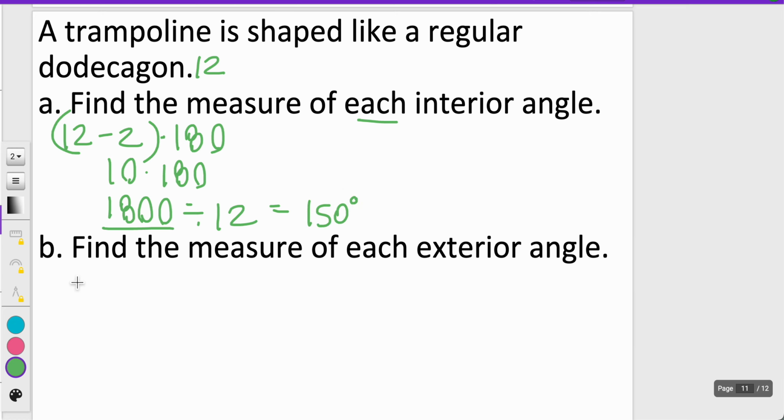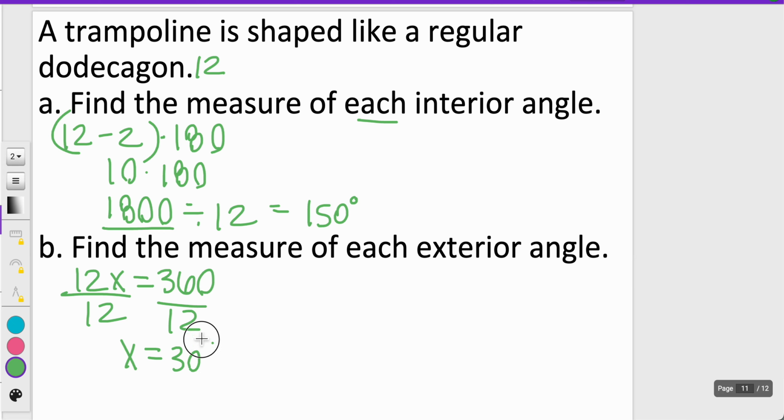Okay. For the exterior angles, I know this is a 12-sided figure, so that means I'm going to have 12 exterior angles. They should all add up to 360, and all I'm going to do is divide that by 12 and get x is equal to 30 degrees.